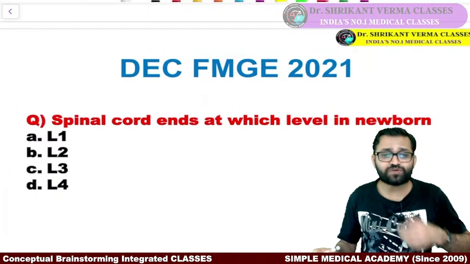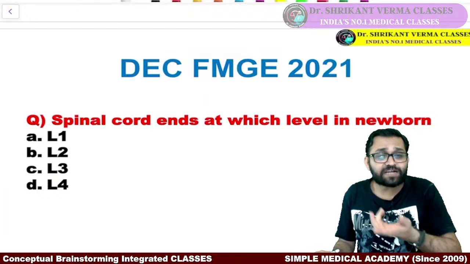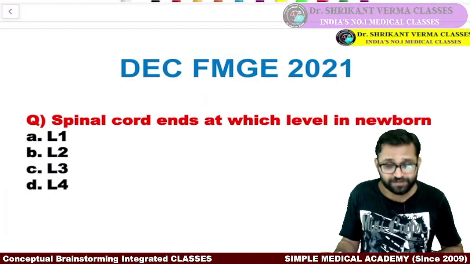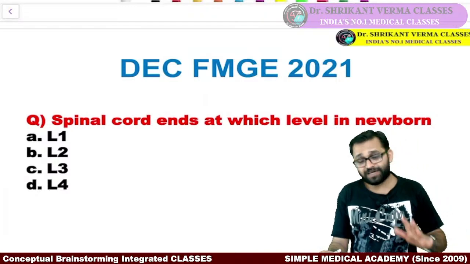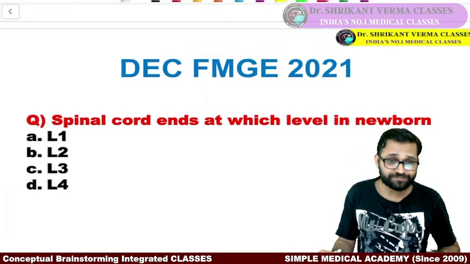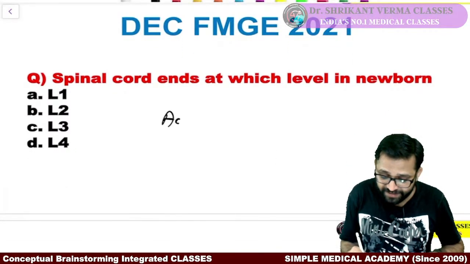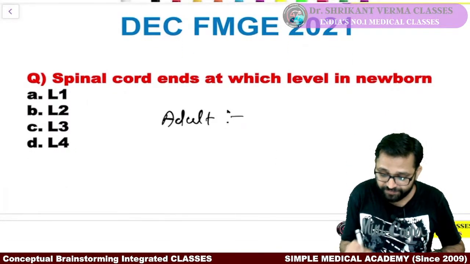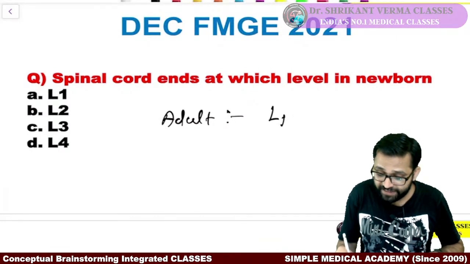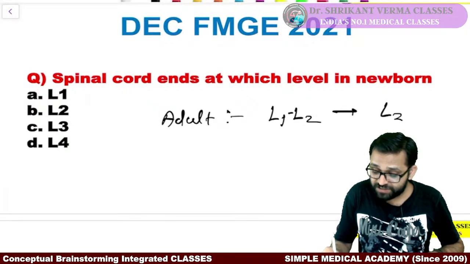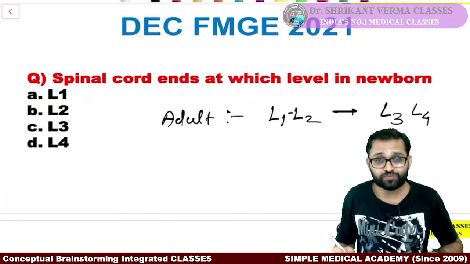FMG 2021: the spinal cord ends at which level in the newborn? Can you tell me the answer? Yes. So one question they ask from this topic. I told you one thing, that in adults the spinal cord ends at the L1-L2 junction. The best answer is L1. So lumbar puncture is done at L3-L4.